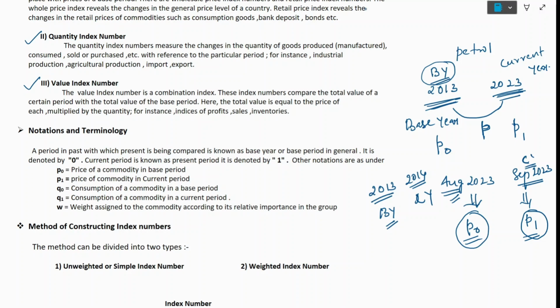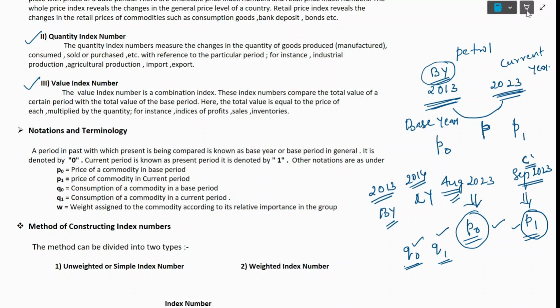Now, P0 and P1 we learned. Next is Q0. Q denotes quantity. Therefore, here Q0 means the consumption of a commodity in a base period, and Q1 means the consumption of a commodity in a current period. Period can be year, month, days, like that. Therefore, here we learned P0, P1, Q0 and Q1.